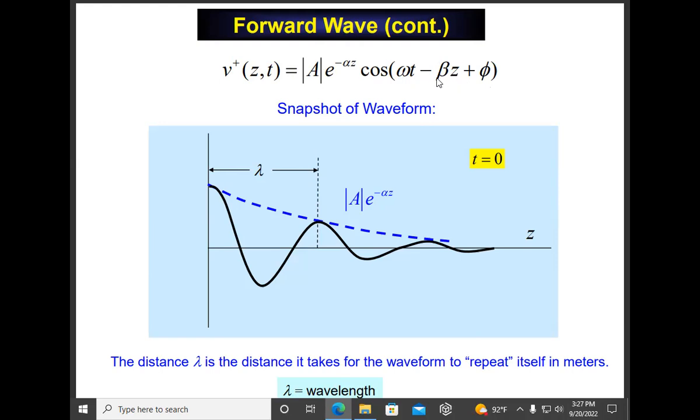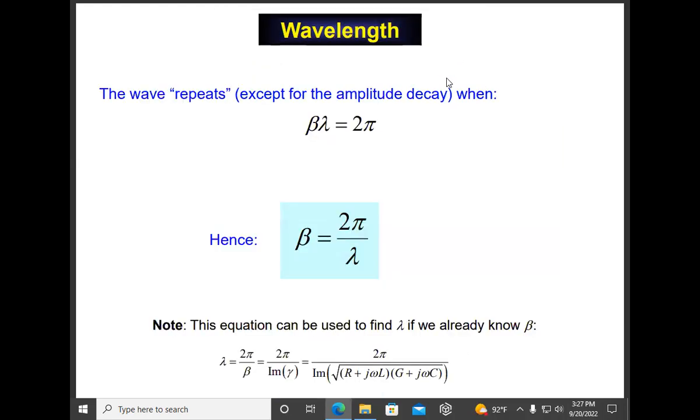That's when this term is going to go back to being 2 pi, repeat by 2 pi, right? So z is equal to lambda; beta times z is equal to lambda when the product is 2 pi. And then it's obvious that you get this important relationship right here. Beta is 2 pi over lambda, one of the fundamental equations in transmission line theory in the frequency domain. The phase constant beta is 2 pi over lambda, the wavelength in meters.